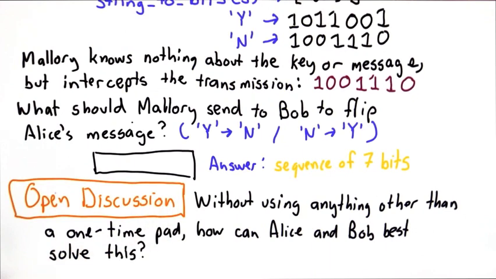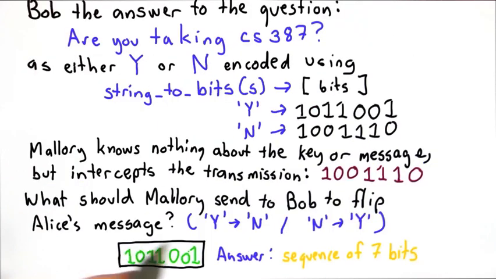So once you understand the answer to this, I want to encourage you to join an open discussion question, which is: is there a way to solve this problem without using anything other than a one-time pad? Is there a way for Alice and Bob to communicate correctly the answer to this question and know that it can't be altered in transmission and still preserve all the privacy properties of a one-time pad?